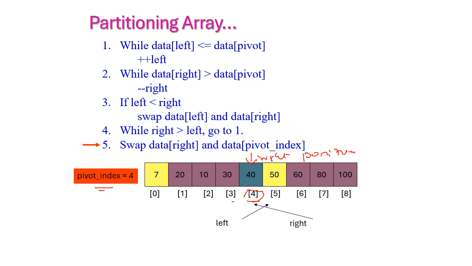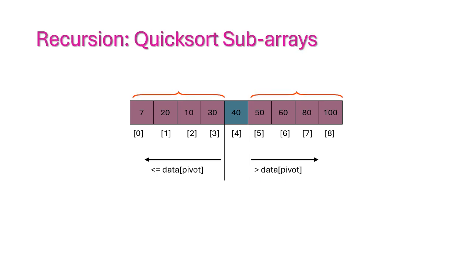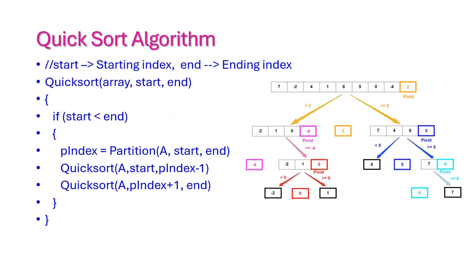Because the data values from left side are smaller than pivot and data values on the right side are greater than pivot. See, the pivot's left side are smaller and right side are greater. Now we need to apply the quick sort on this left side array and the right side array also. And this is the algorithm for quick sort.